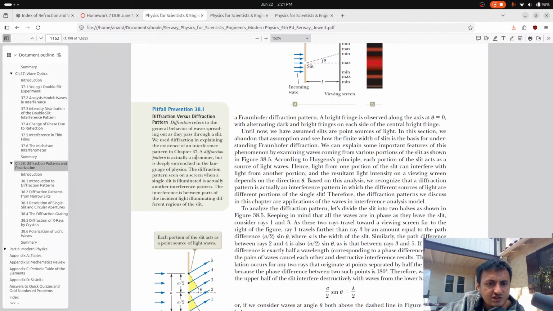A diffraction pattern is actually a misnomer, but is deeply entrenched in the language of physics. The diffraction pattern seen on a screen when a single slit is illuminated is actually another interference pattern. The interference is between parts of the incident light illuminating different regions of the slit.